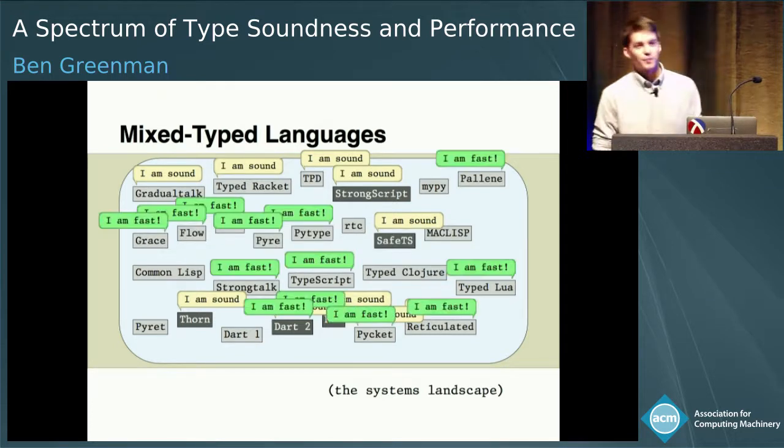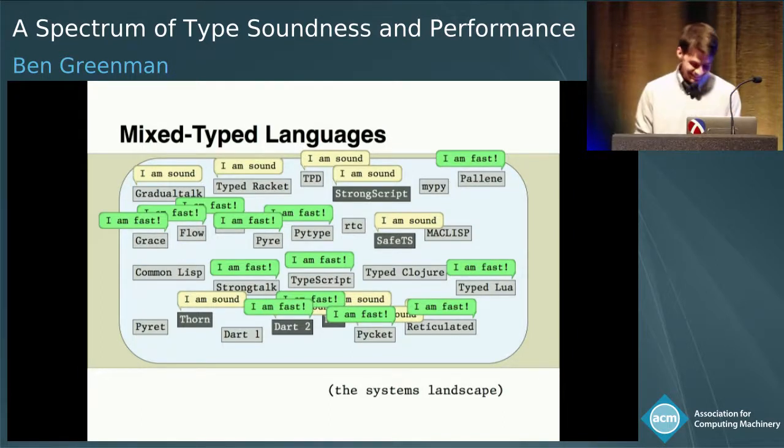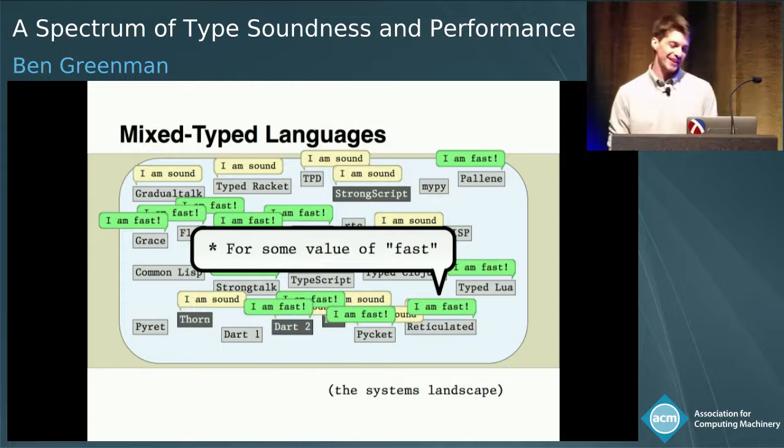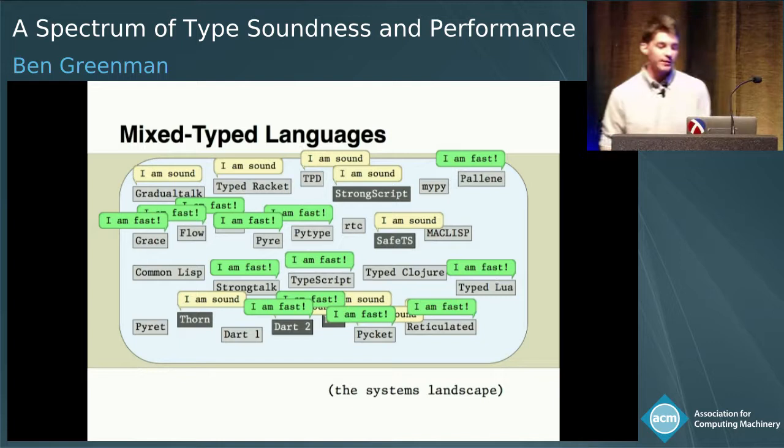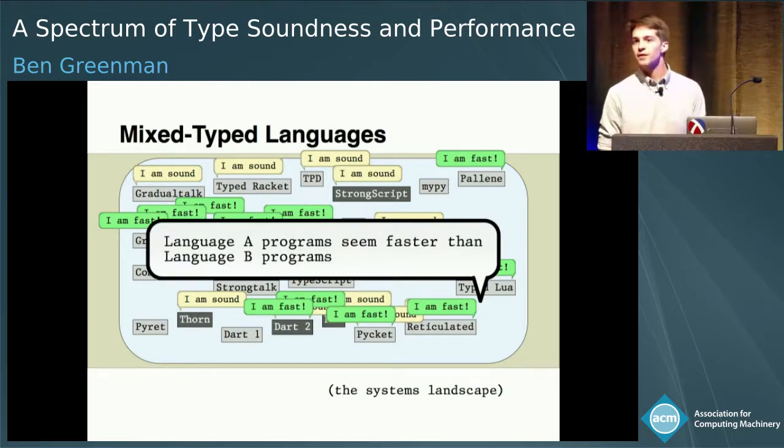Similarly, for performance, everyone wants to be fast, or at least not dead, for some value of fast. But it's unclear what this means as we go between languages. The state of the art in comparing different approaches to mixed-typed programming is to make claims that go across languages. Say, language A seems to be faster than language B on benchmarks that we ported from language A to language B.